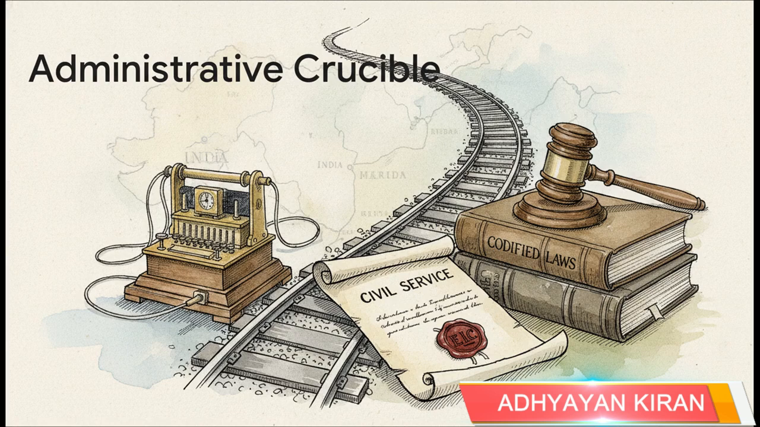Well, the British laid down this massive administrative grid. They set up a unified judiciary, codified civil and criminal laws, and built a professional civil service. But the real game changers were the railways, the telegraph, and the new road networks. The British built these for their own administrative convenience, for sure, but in doing so, they literally wired the country together, binding the fate of the Indian people like never before.